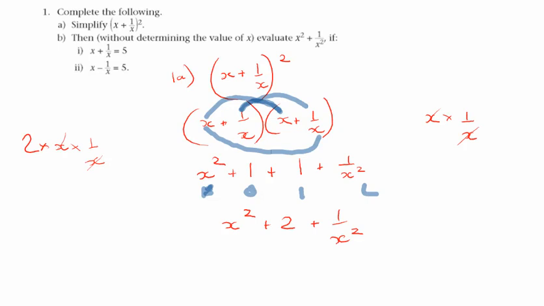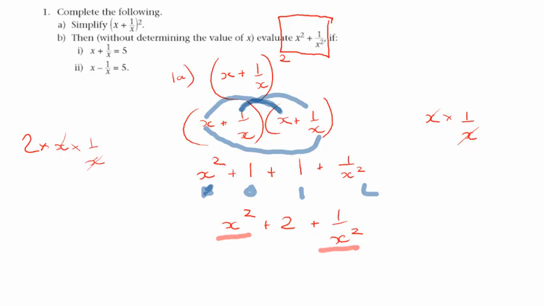Now it says, without determining the value of x, evaluate this: x squared plus 1 over x squared, if x plus 1 over x is equal to 5. B, in a way, is separate to A. So, x squared plus 1 over x squared. I need to evaluate that. What does evaluate mean? It means find the answer. What does this equal? Well, you see, here was the clue. You've just worked out there's an x squared, there's a 1 over x squared. And that's what you need to evaluate.